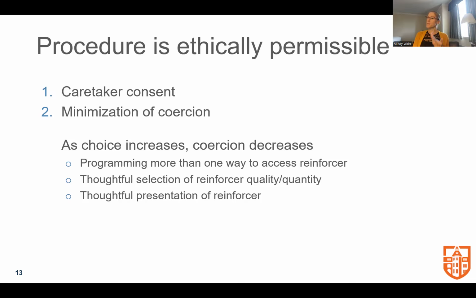And the thing I want you to keep in mind here is that we could talk about coercion all day, but the basic idea is that as choice increases for the animal, the amount of coercion decreases. So more choice equals less coercion. And so you can increase choice and decrease coercion by programming in more than one way for the animal to access the reinforcer. You can be really thoughtful about the selection of the reinforcer quality and quantity you're using. And you can be really thoughtful about when and how you present the reinforcer.